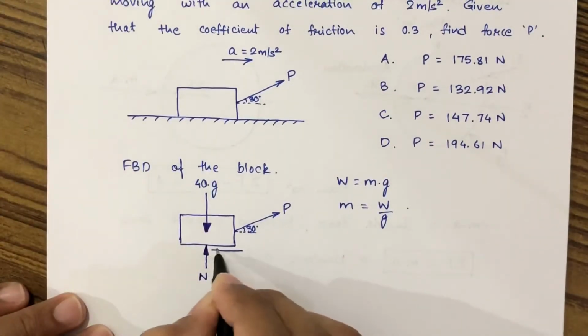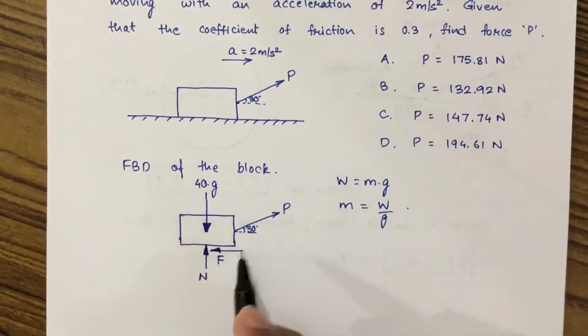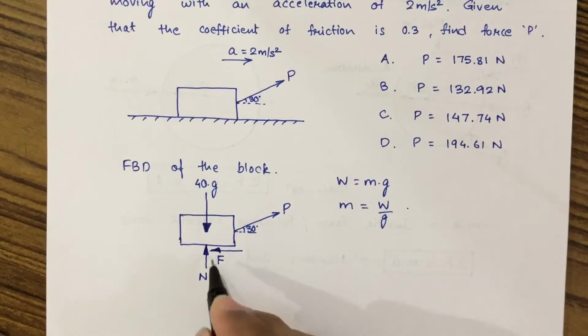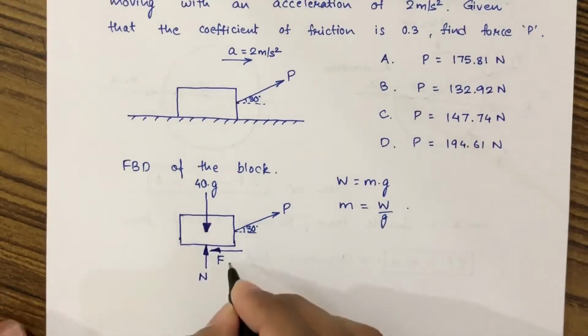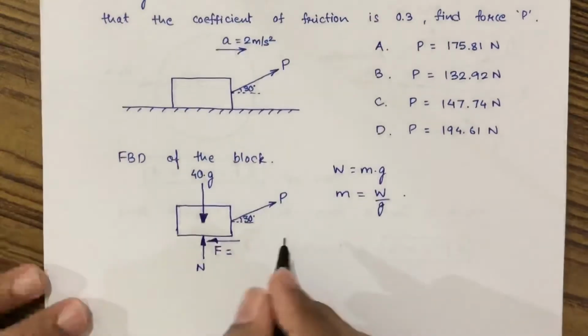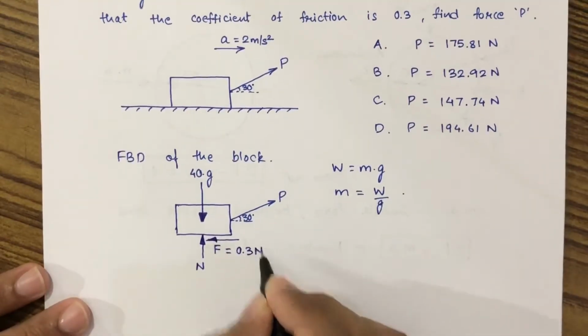So frictional force will be denoted like this. And let us say that this frictional force is F. We know that this frictional force will be equal to the product of coefficient of friction multiplied by the normal reaction. Here the coefficient of friction value is given as 0.3. So this will be 0.3 multiplied by the normal reaction.